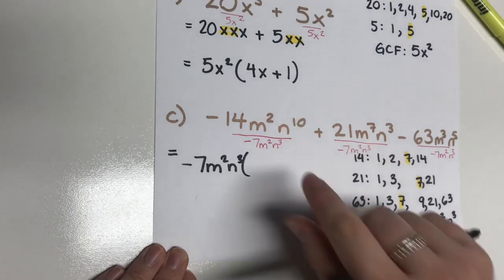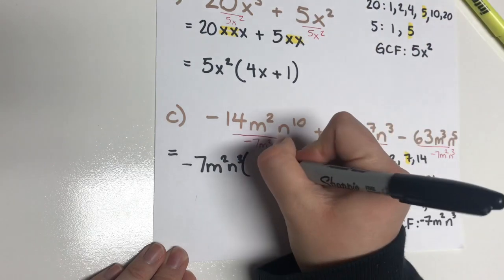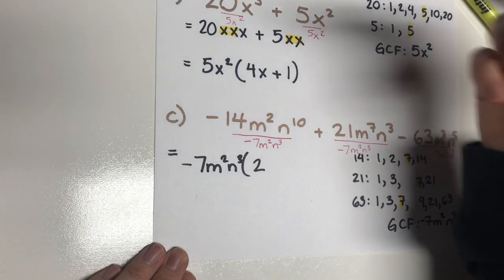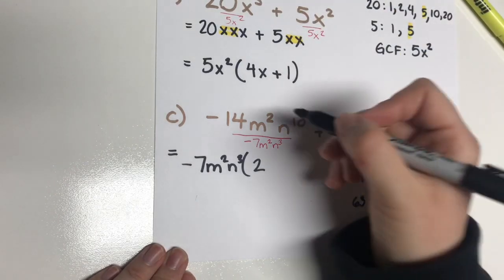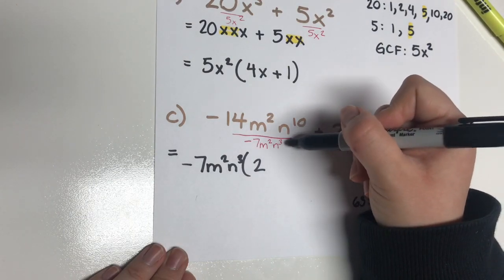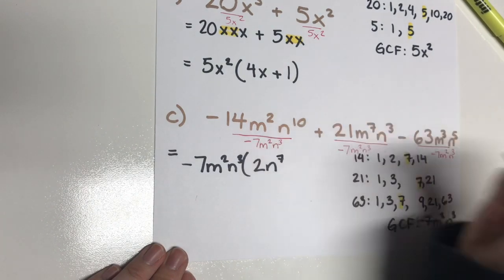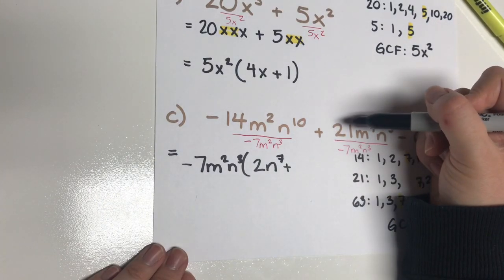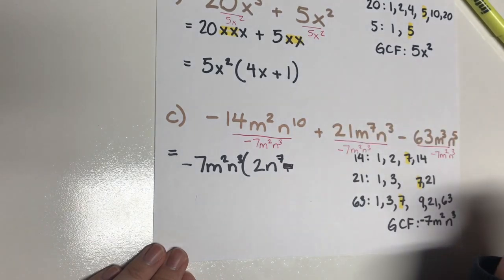So what I have left, negative 14 divided by negative 7 is 2. See how this number is positive now? Otherwise it would have been negative, and that's not proper math form. M to the power of 2 divided by m to the power of 2, they cancel out. N to the power of 10 divided by n to the power of 3, we subtract the exponent, so that would be n to the power of 7, plus 21 divided by negative 7 is actually going to be negative 3.